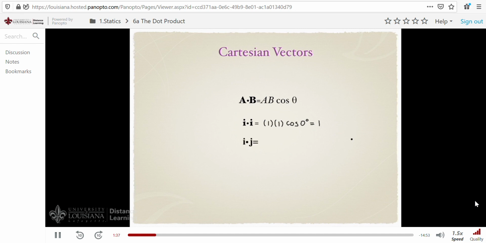How about i dot j? Well, that's simply 1 times 1 times the cosine of 90 degrees. And if you carry this through, of course, we know this to be 0, and therefore our result is 0. i dot j is 0. Now let's carry these ideas a little further.